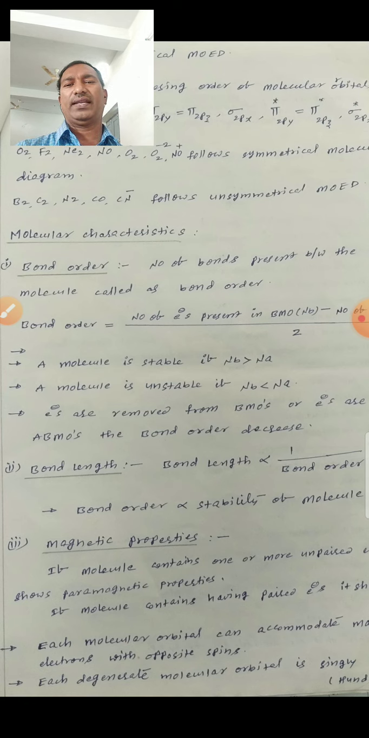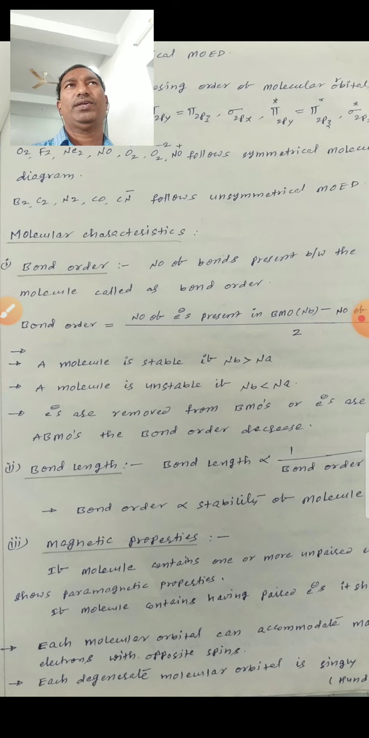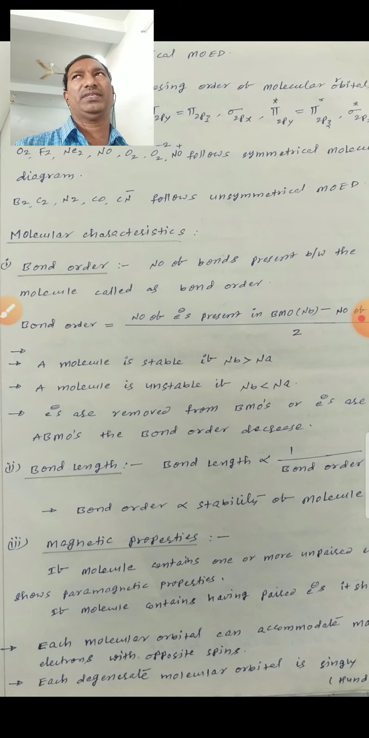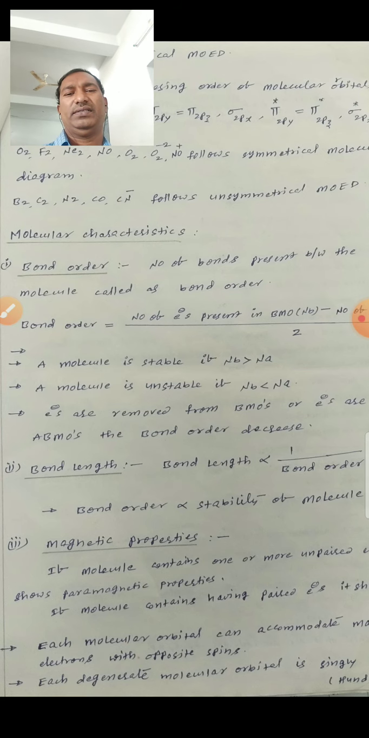Next, molecular characteristics. What are the uses of MO theory? MO theory mainly predicts magnetic properties, bond strength, bond length and magnetic nature. We have to see these parameters in the molecular characteristics. First one is the bond order.